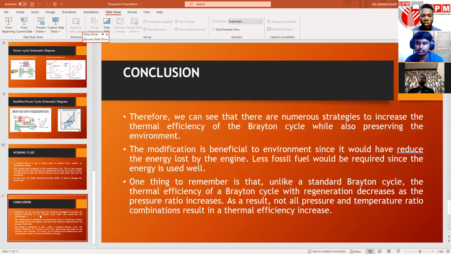To conclude this presentation, we can see that there are numerous strategies to increase the thermal efficiency of the Brayton cycle while also preserving the environment. The modification is beneficial to the environment since it reduces the energy lost by the engine. Less fossil fuel will be required since the energy is used well. One thing to remember is that, unlike the standard Brayton cycle, the thermal efficiency for the Brayton cycle with regeneration decreases as the pressure ratio increases. As a result, not all pressure and temperature ratio combinations result in a thermal efficiency increase.